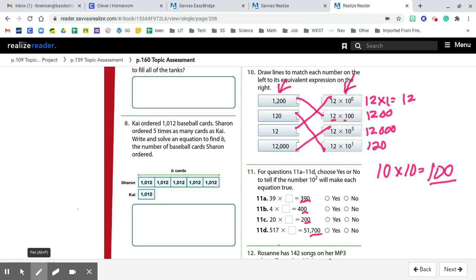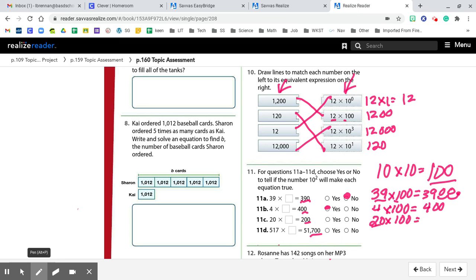So 39 times 100. Solve a simpler problem. 39 times 1. We're multiplying by 100. We're moving the decimal 2 places. So that's why we're annexing those 2 zeros. So that's going to be definitely a no, because they have 390 there. 4 times 100. We're moving the decimal 2 places and annexing 2 zeros. 4 times 100 is 400. Yep, that's right.